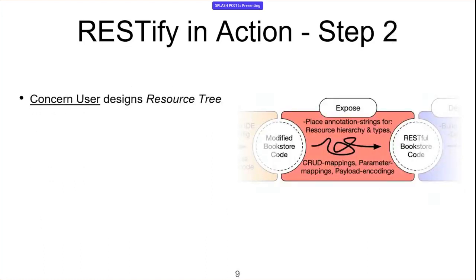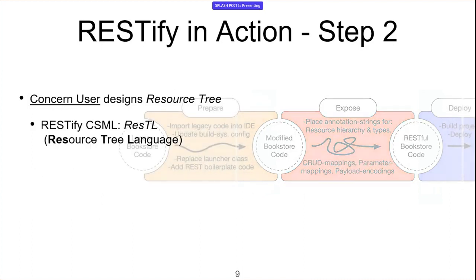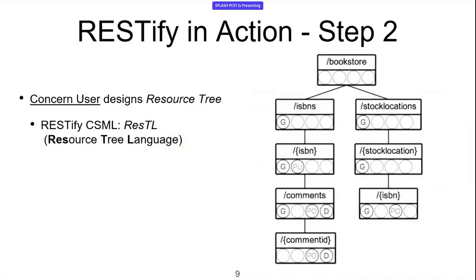But step 2 is where the CSML will be very helpful, because like I said before, if you're using Spring, you have to place annotations in your Java code at the right places, and you have to type as a string the URLs that you want to use for exposing your different resources. So you're working at the level of strings, and these strings are scattered throughout your code, and you're not really building a resource tree. So this is exactly where we came up with this CSML.